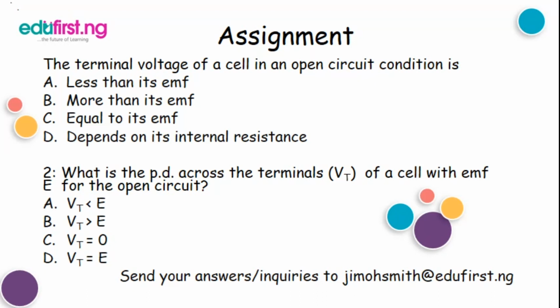Second question. What is the potential difference across the terminals of a cell with the electromotive force for the open circuit? A, terminal voltage is less than the EMF. B, terminal voltage is greater than the EMF. C, terminal voltage is equal to 0. D, terminal voltage is equal to EMF.